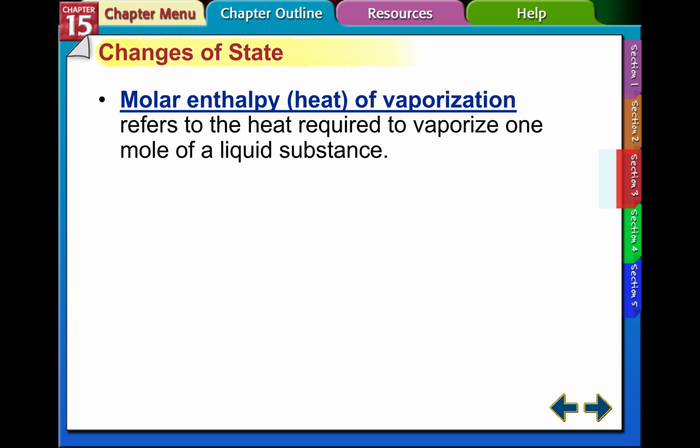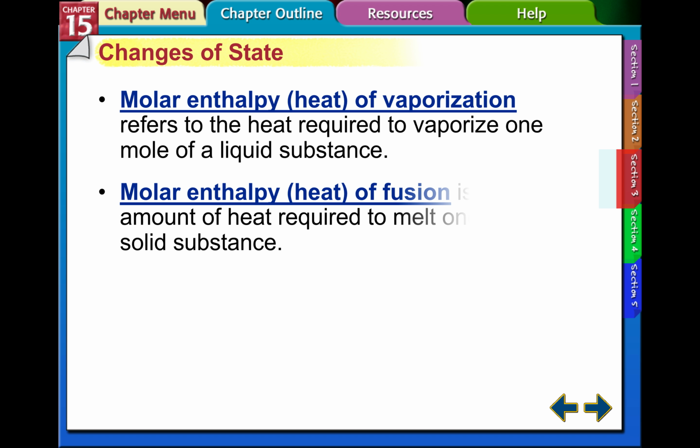Now, changes of state. So when you're dealing with delta H, you can deal with delta H within a specific state of matter. However, when you're changing from one state to another, there's a different value that you're going to be using. Let's say specifically between going from a liquid to a gas, you're going to use the molar enthalpy of vaporization. It refers to how much energy is required to vaporize 1 mole of a liquid substance. And then you have, for going from a solid to a liquid, the heat of fusion, which is the same concept, but 1 mole of a solid substance to a liquid.